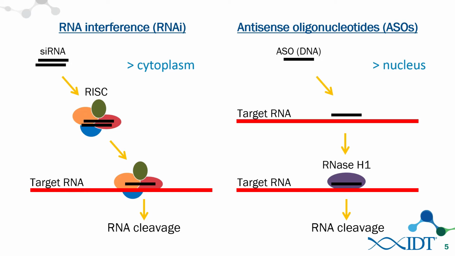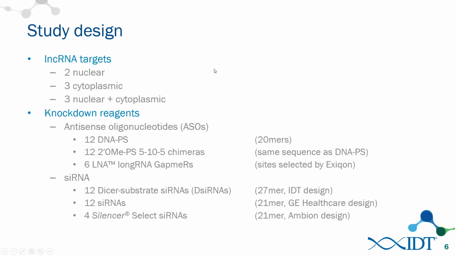And the objective of the study is not to prove or dispute one method or the other. It's just to give a generalization: if you wanted to achieve the highest success in knocking down your long non-coding RNA, is one of these methods more optimal over the other depending on the localization?